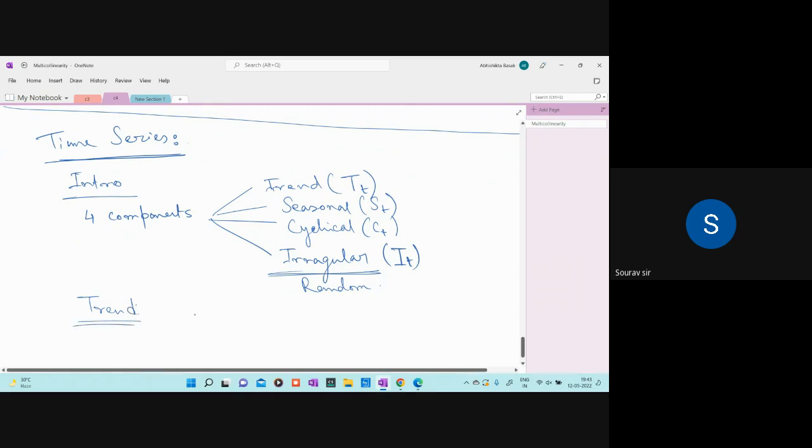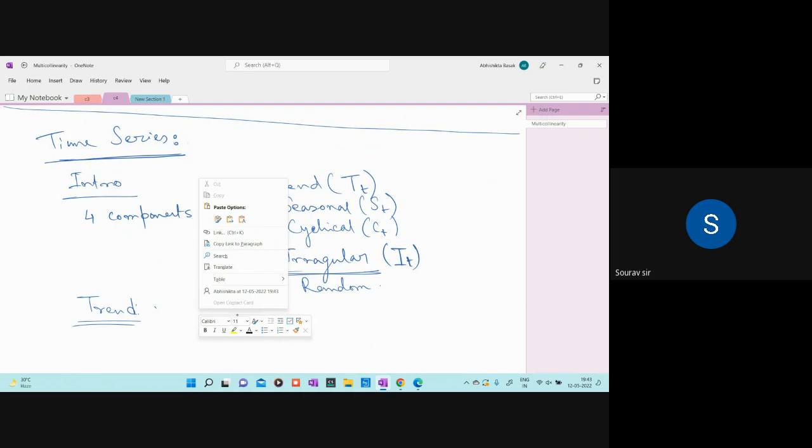What is trend? What are the features of the trend? Can you highlight the key points of the trend? There will be a prolonged increase or decrease.